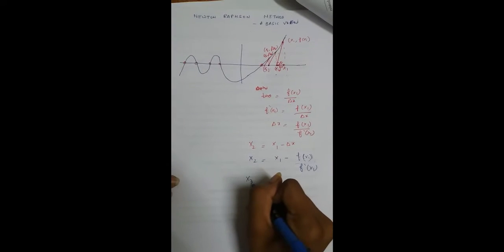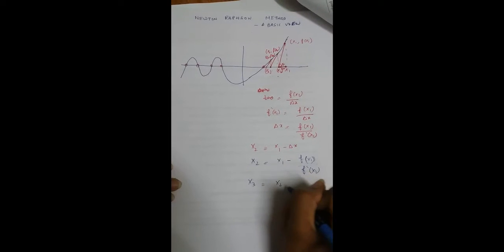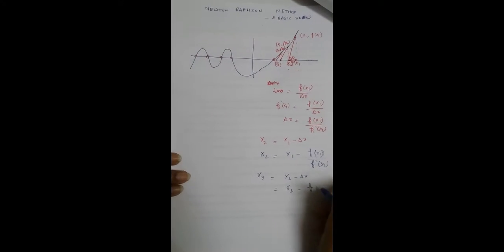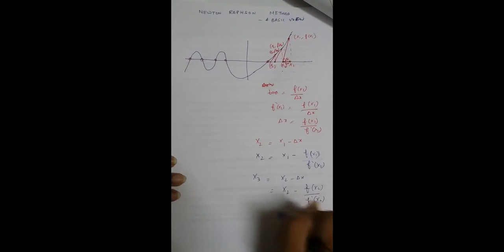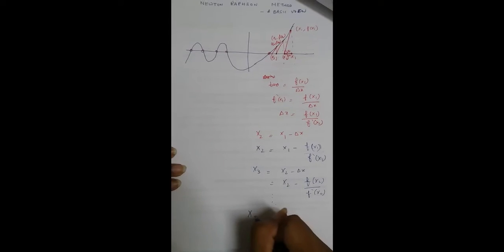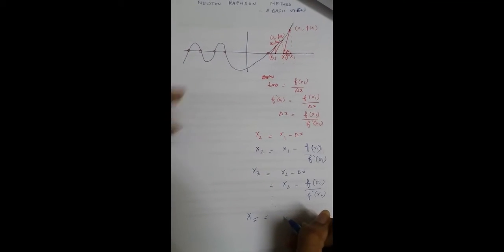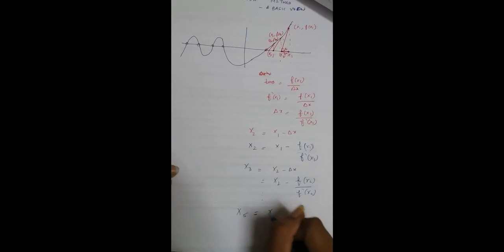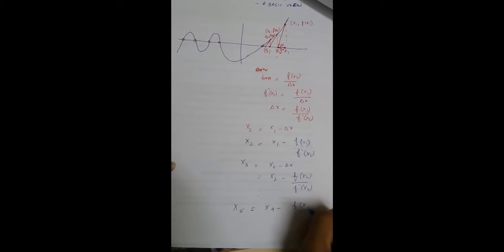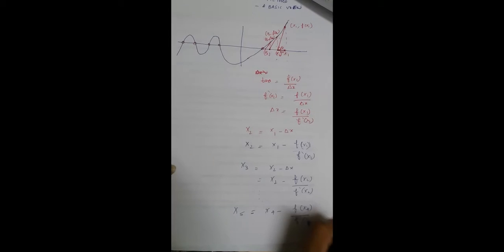Let's find out x3. x3 would be x2 minus delta x, which would be, from the previous result, x2 - f(x2)/f'(x2). So on and so forth. We do it till we find the nearest abscissa to the root. Now x5 would be x4 - f(x4)/f'(x4). Notice how we are iteratively proceeding to the root. This is the Newton-Raphson method.